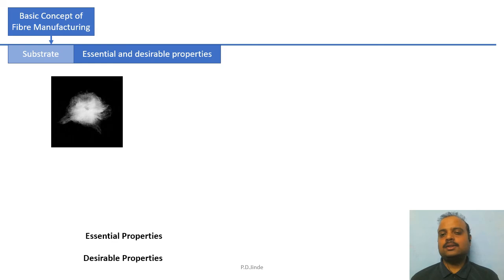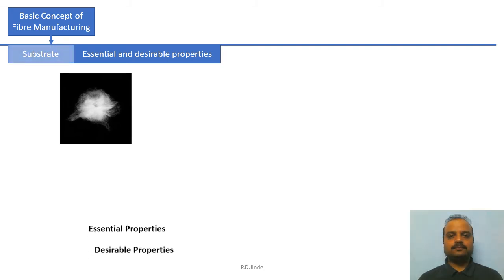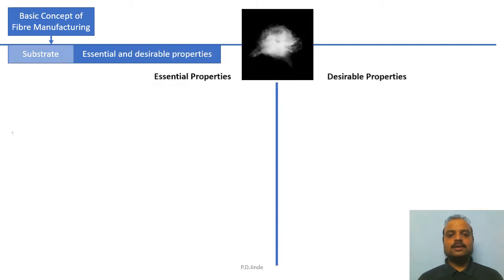So let's understand what are the essential and what are the desirable properties of textile fiber. So let's understand the essential property first. Length. Length is one of the important properties or qualities of a fiber which determines the usefulness of textile fiber.